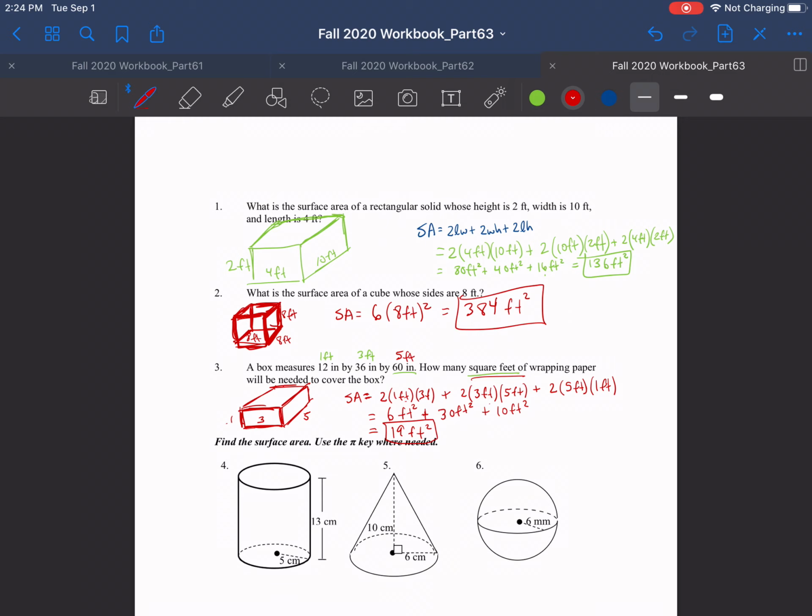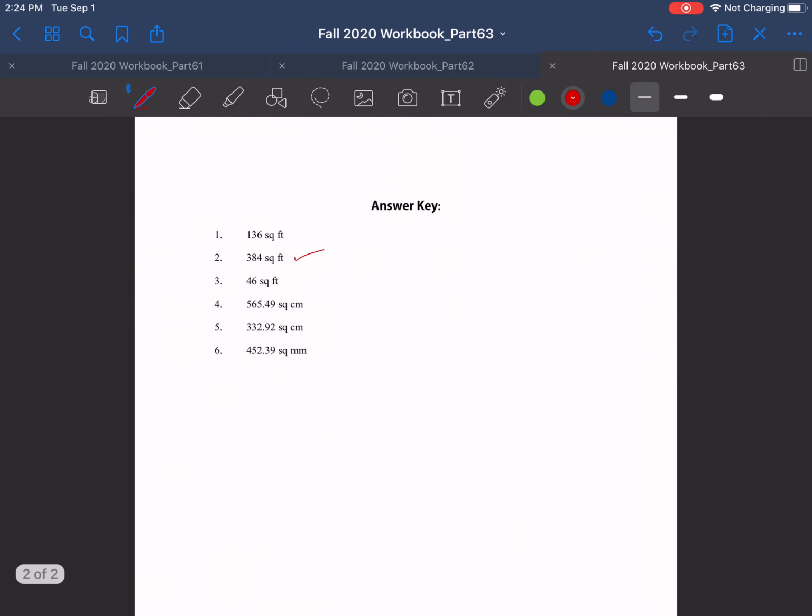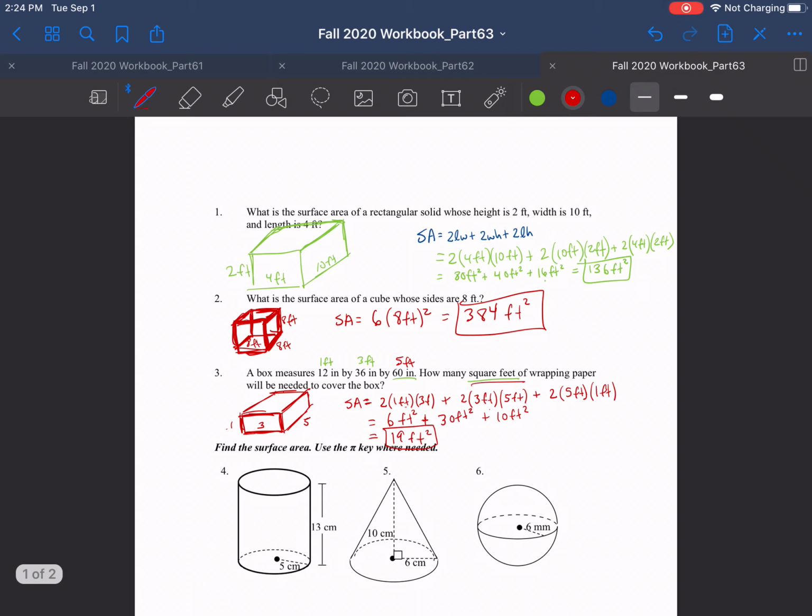And so let's double check to make sure we have that one. That's number 3, and I seem to be off there.